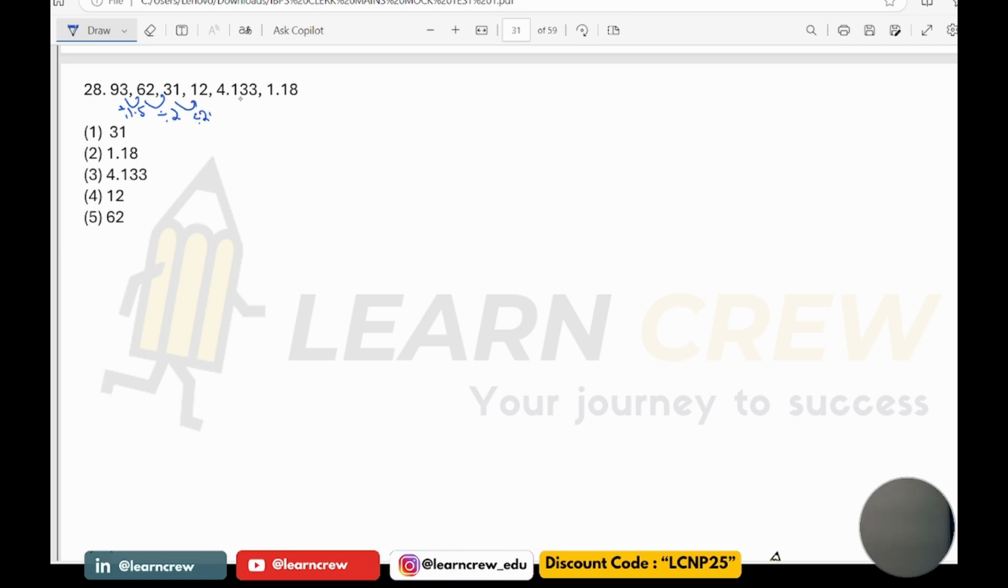Divided by 2.5. So 31 divided by 2.5 is it 12? 12 into 2.5 is 30. So this 12 is wrong.